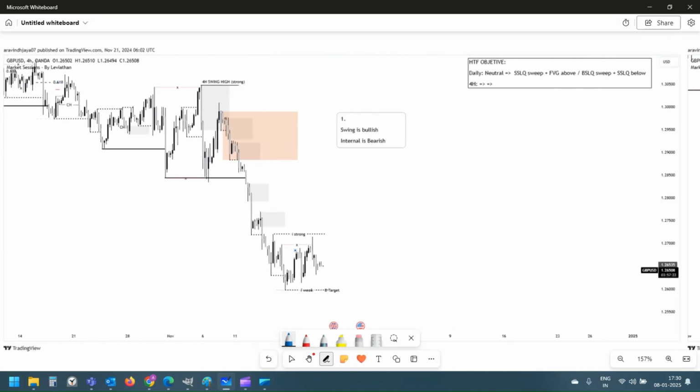So this is 4 hour. The swing structure is bearish. Internal is also bearish. Here also we can see the price has strongly liquidated the buy side liquidity. Now it's high time that the price will take out this low resistance liquidity, the daily target, as well as the weak internal low, whatever way you call it.